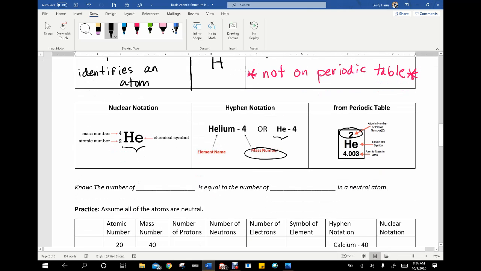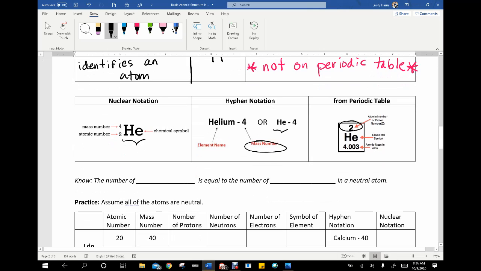So let's go ahead and practice filling out this chart, which helps us make sure that you can identify how many of each subatomic particle are present within an atom. And then we also have some practice representing them in different forms of our notation.